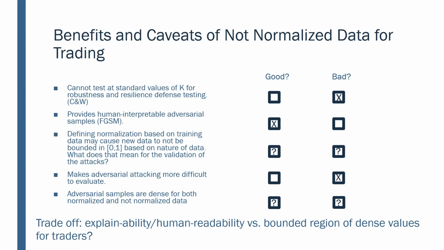It makes adversarial attacking more difficult to evaluate, again, because it's non-bounded. If you bound it between 0 and 1, then you have technically a smaller region to test in. And ultimately, adversarials are dense for both normalized and non-normalized data, so for evaluation it is better to bound it to a smaller range.